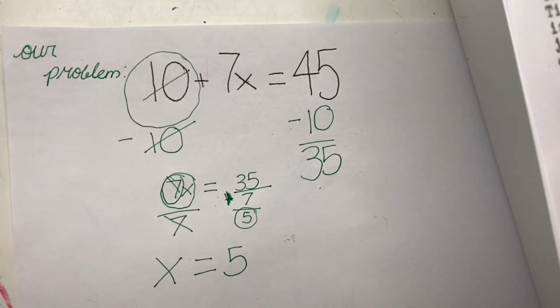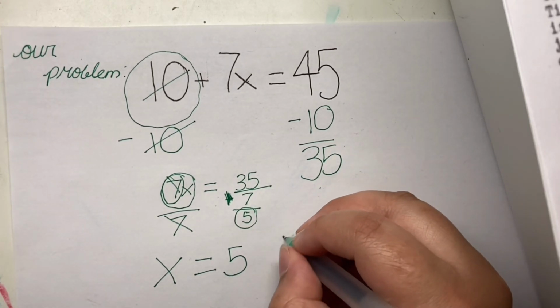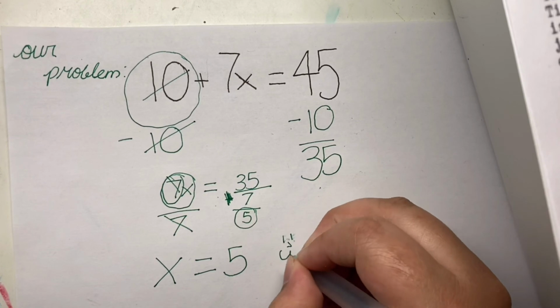And there you go. That was my explanation on how to do two-step algebraic equations.